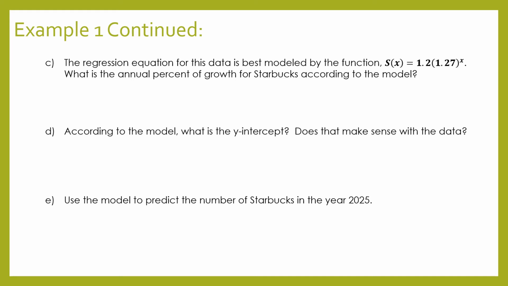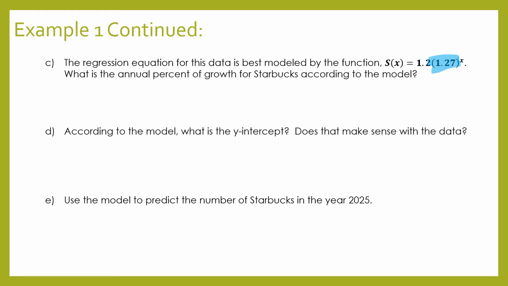All right, so for C, it says the exponential equation for this data is best modeled by the function s of x equals 1.2 times 1.27 to the x. What is the annual percentage of growth for Starbucks according to this model? So the annual percentage is going to come from the base, which is 1.27.